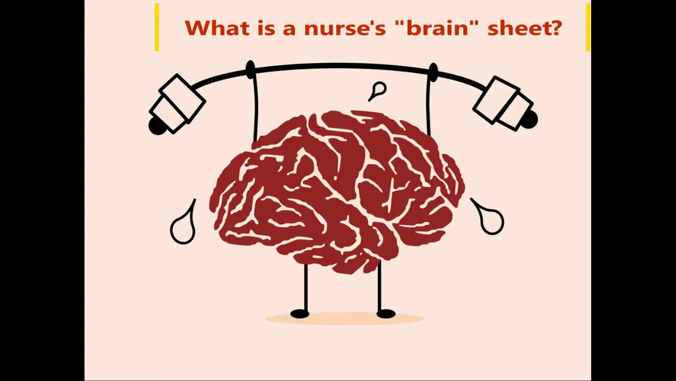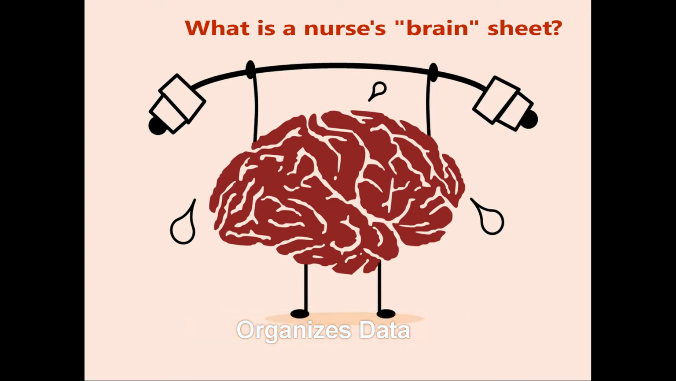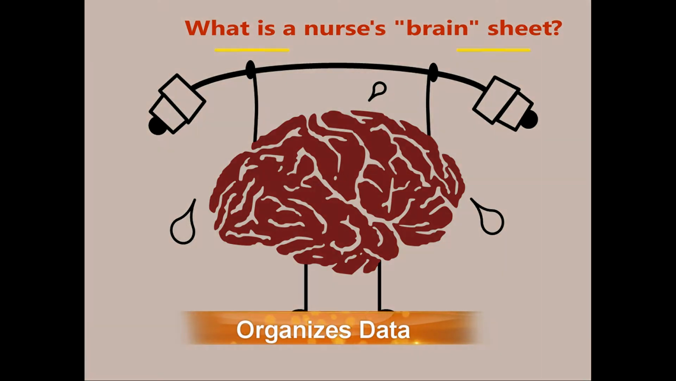A nurse's brain or patient worksheet is a concise but comprehensive worksheet that acute care nurses use to organize all the information and assessment data that they gather during their shift for each patient. It is a tool that will help you with organizing and prioritizing patient care during your shift, and it also helps you to organize your data for when it's time to give report at the end of your shift.